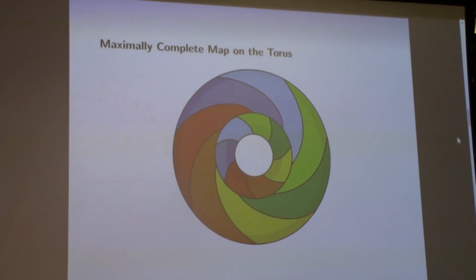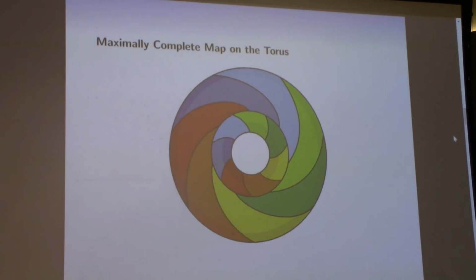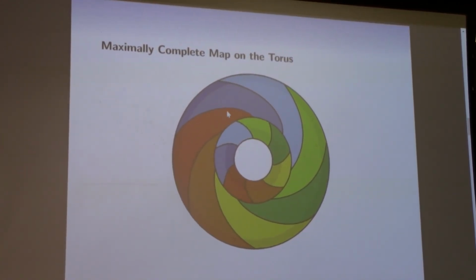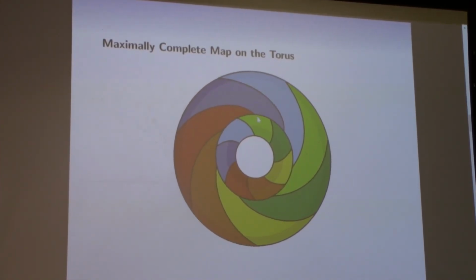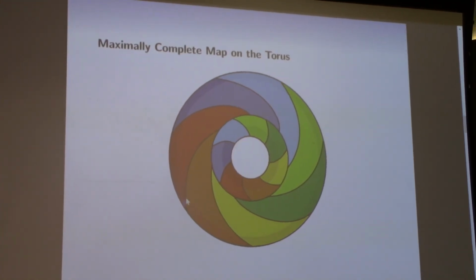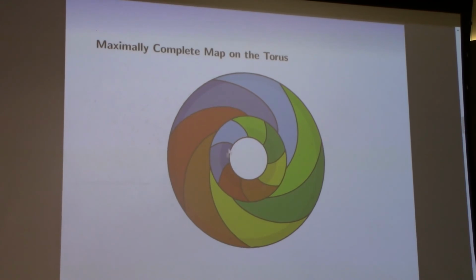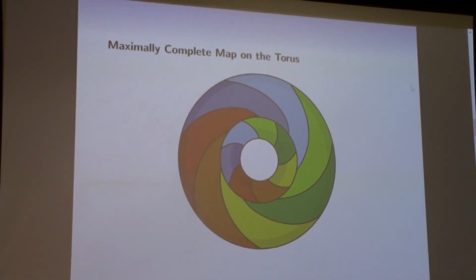Now this is a map of the torus, the 7-color map of the torus. You can see that it's maximally complete because if you focus on one face, you'll see that it is adjacent to 1, 2, 3, 4, 5, and then moving along underneath, 6. So every hexagon is adjacent to 6 other hexagons, and you can fit all of these hexagons together to form a torus. So it's maximally complete.